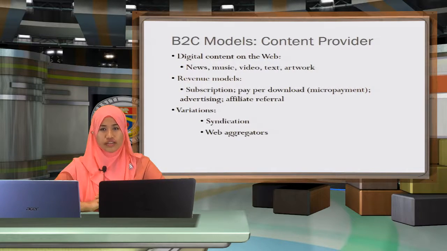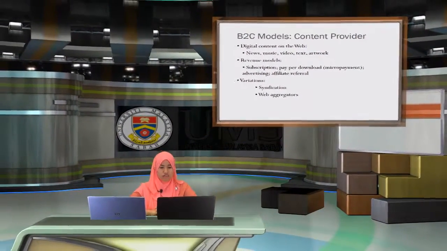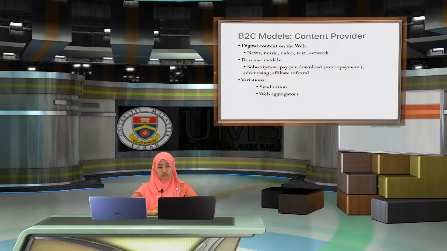So let's move on to the next, which is the content provider. This is digital content on the web, such as news, music, video, text, and artwork. The revenue model for the content provider includes subscription, pay per download, which we can call micropayment, advertising, affiliate, and referral. Variations of this content provider include syndication and web aggregator.